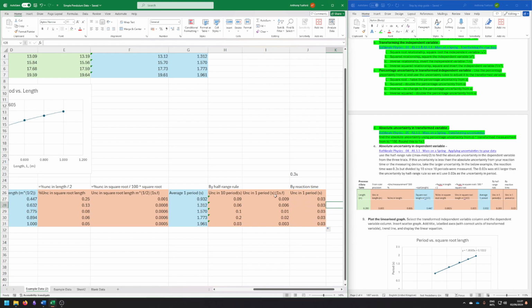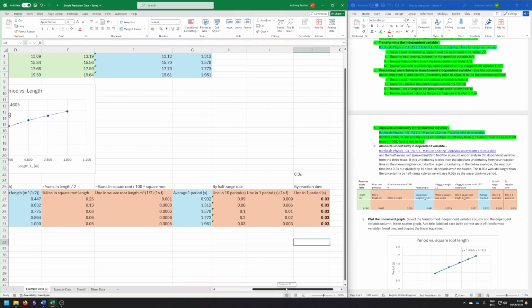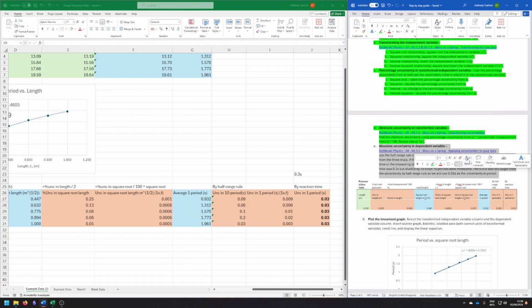And so now we need to compare which uncertainty is greater. Whichever one is greater is our final uncertainty. And in this case, it looks like the reaction time uncertainty is greater than every half range rule uncertainty. So these will be our final uncertainties. Cool, and so that is the absolute uncertainty.